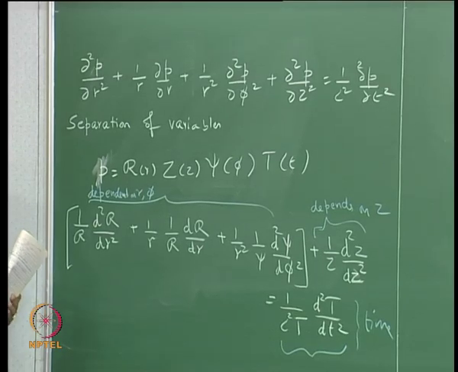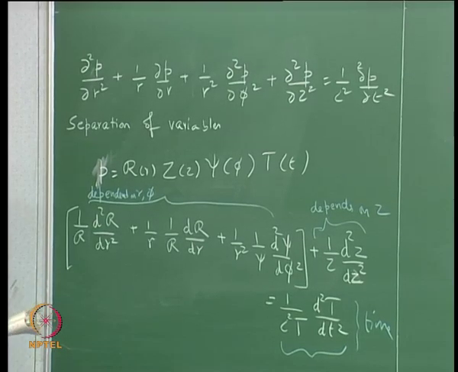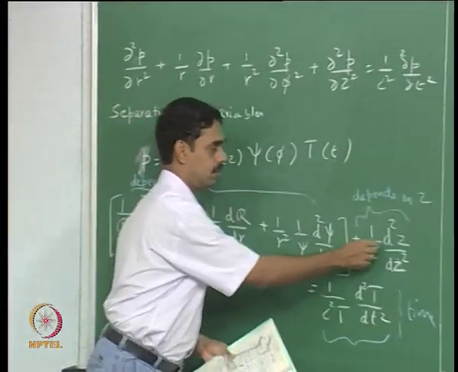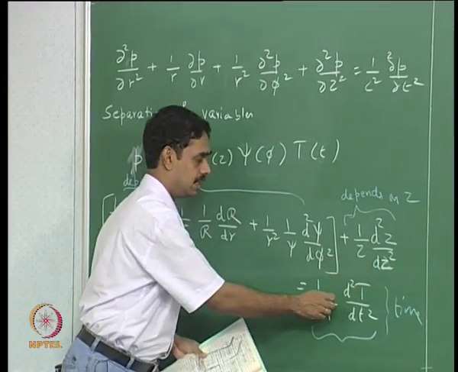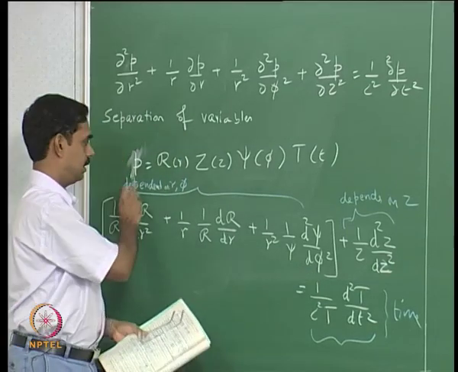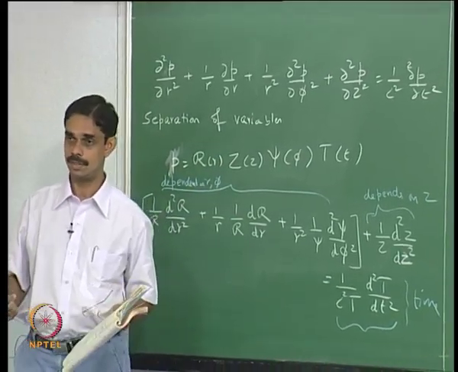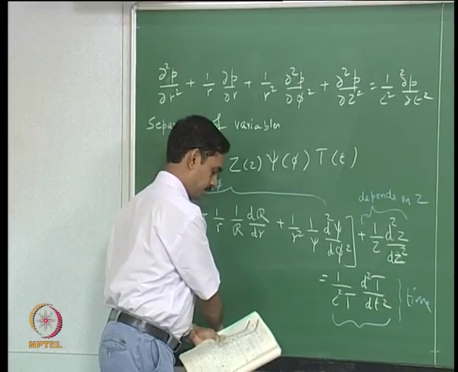So if you have a function of time being equal to a function of z, which is a space coordinate, both of them should be constant, and if these two things are constant, the function which is dependent on r and phi should also be a constant. So that is the logic here.